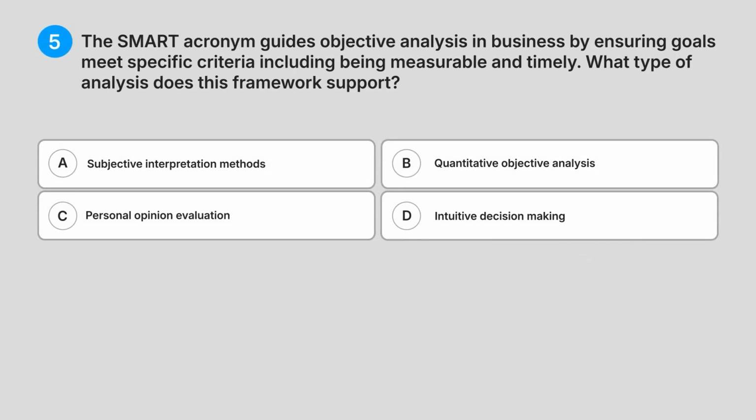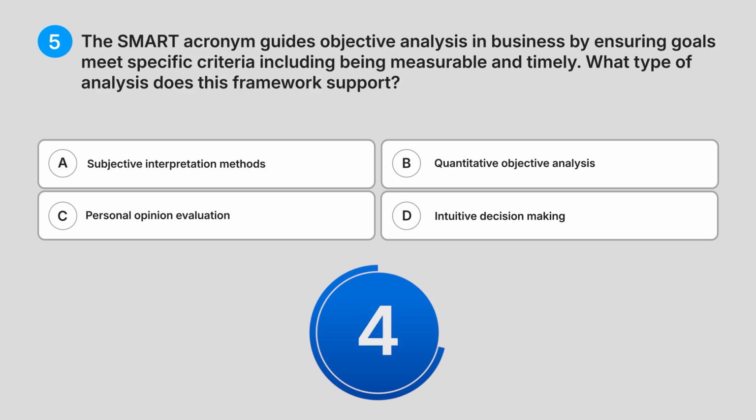5. The SMART acronym guides objective analysis in business by ensuring goals meet specific criteria, including being measurable and timely. What type of analysis does this framework support? A. Subjective interpretation methods. B. Quantitative objective analysis. C. Personal opinion evaluation. D. Intuitive decision-making. Can you guess the answer?